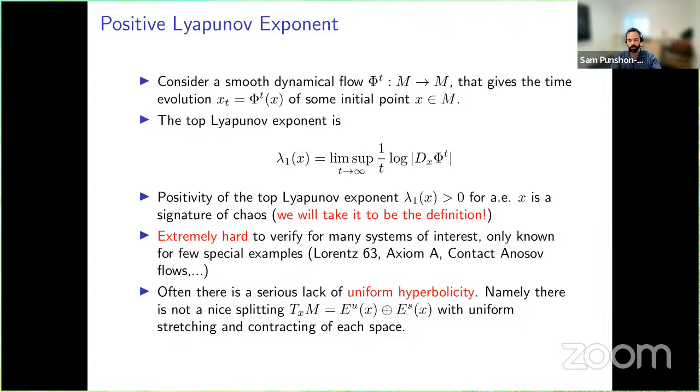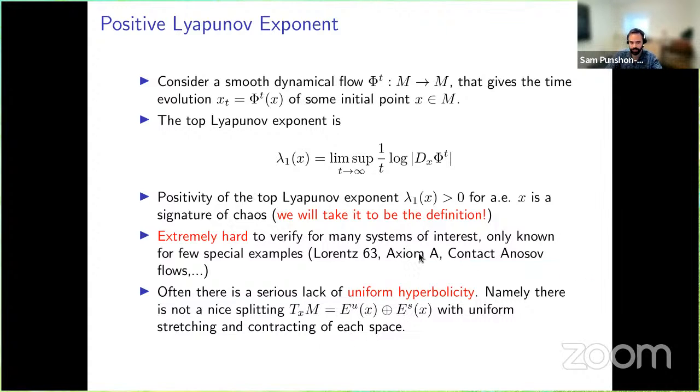So for instance, Lorenz 63 was the example I showed before. It actually has been proven that it is chaotic, although the proof is not simple. It's computer assisted and uses computational methods to compute normal forms. But there are many other toy models related to discrete maps and so on, Axiom A systems, contact Anosov flows, and so on, that are almost by construction designed to have a positive Lyapunov exponent.